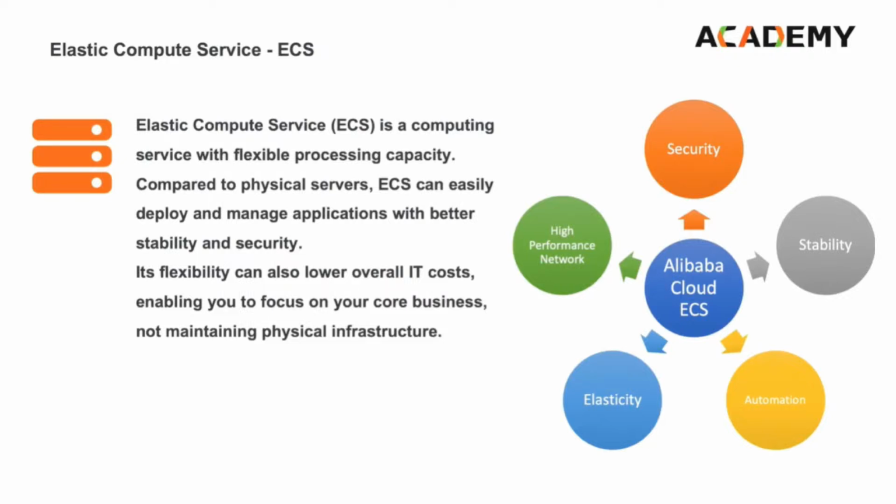ECS, or Elastic Compute Service, is a computing service with flexible processing capacity compared to physical servers. ECS can easily manage and deploy applications with better stability and security. When we want to have an IT infrastructure, we need to buy computers, servers and all those things. And suddenly, if we have a requirement to use some 100 computers within a span of just 10 or 11 days, after that we don't need those computers.